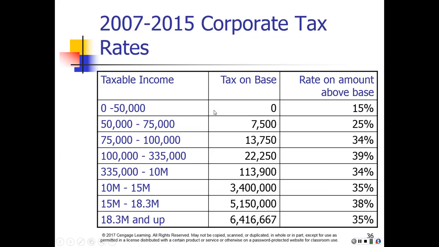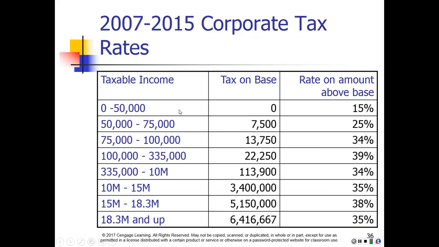First, we'll just look at what we are seeing here, right? The first 50,000 of taxable income is being taxed at 15%. Then the next 25,000 gets taxed at 25%. So this is a marginal tax bracket, right? The next 25,000 gets charged at 34%. And then after 100,000, the next 235,000 will get charged 39% taxes, right?